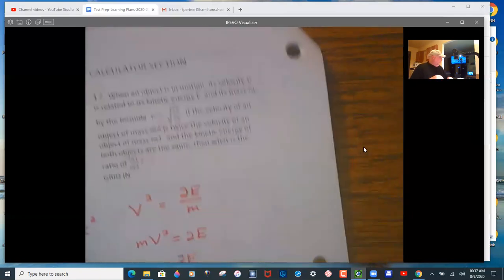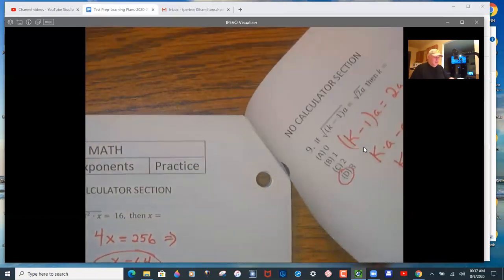And that is assignment 10, taking us through these practice modules for test prep.